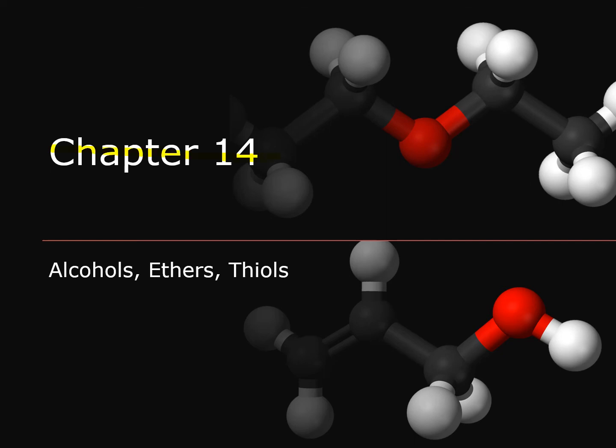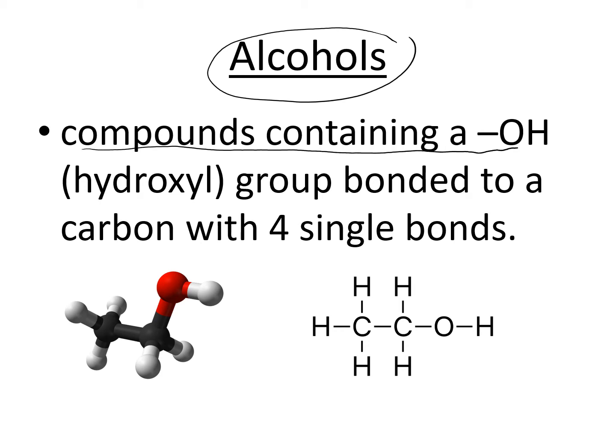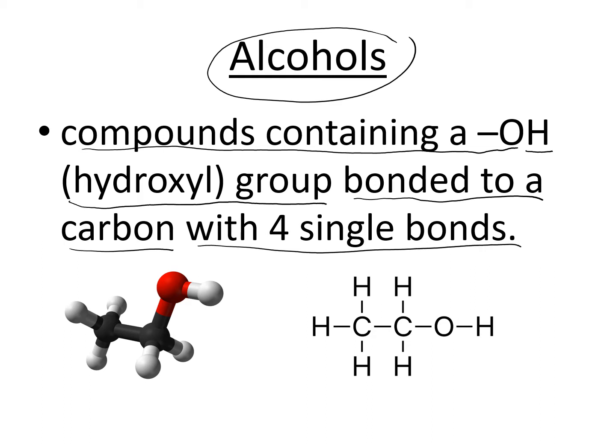Chapter 14 is on alcohols, ethers, and thiols. Alcohols are compounds containing an oxygen bonded to a hydrogen, which is called a hydroxyl group, and that is bonded to a carbon with 4 single bonds, as shown in this diagram here. This is our carbon bonded to the hydroxyl group.